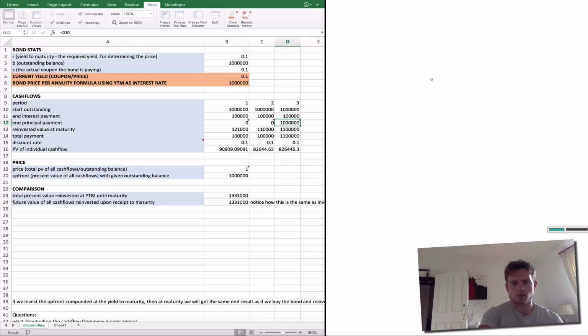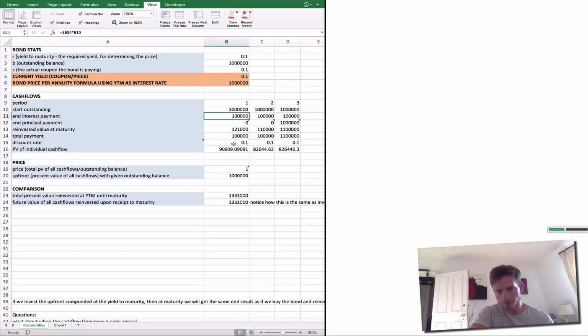So that's the interest payments and principal payments. Then this calculation is basically: if I take the interest payment from that particular period and I reinvest it at the rate which is my yield to maturity, what will that be worth at the time the bond matures?